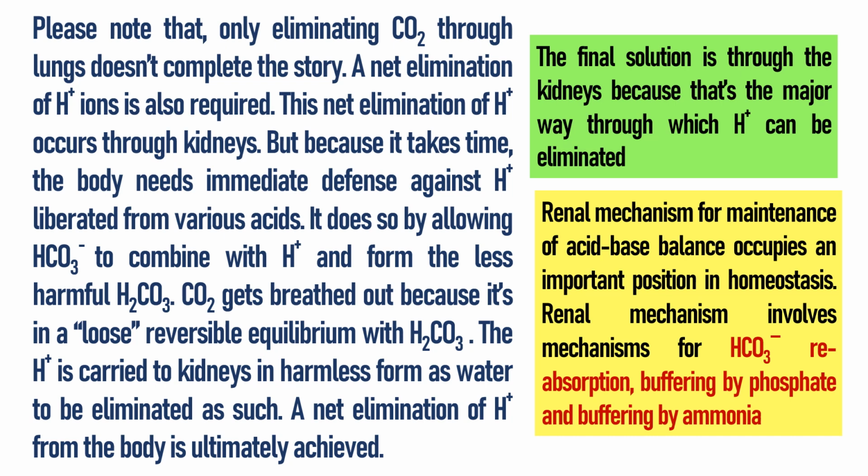A net elimination of hydrogen ions from the body is ultimately achieved through the kidneys. The final solution is through the kidneys because that's the major way through which protons can be eliminated. Renal mechanism for maintenance of acid-base balance occupies an important position in homeostasis. Renal mechanism involves mechanisms for bicarbonate ions reabsorption, buffering by phosphate and buffering by ammonia.